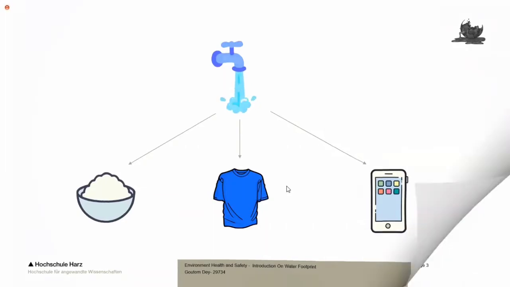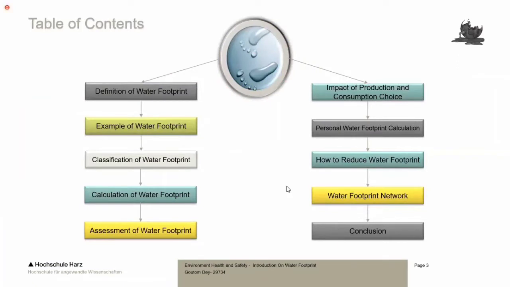So stay with me. In the table of contents, I will start with the definition part, to give you a glimpse about that topic. Then in the example, you will get a clear idea about how water footprint works. Furthermore, classification, calculation, and assessment of water footprint will be described. Then one of the most important topics, the impact of consumption and production choice on natural resources, will be explained, which is related to the other parts.